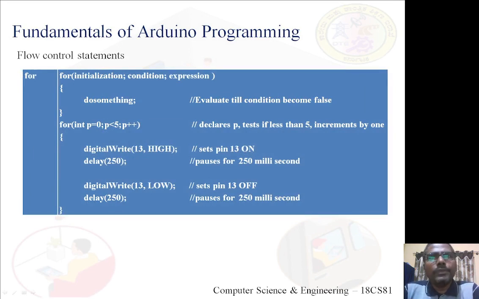Next, for. So we know a looping statement for. Apart from for, we also know while, do while, right? The same looping statements we have in Arduino programming also. Clear? And the syntax of for, while, do while are all the same as C in Arduino programming.